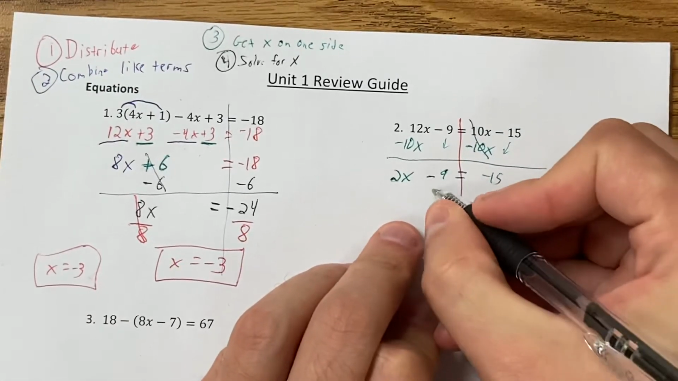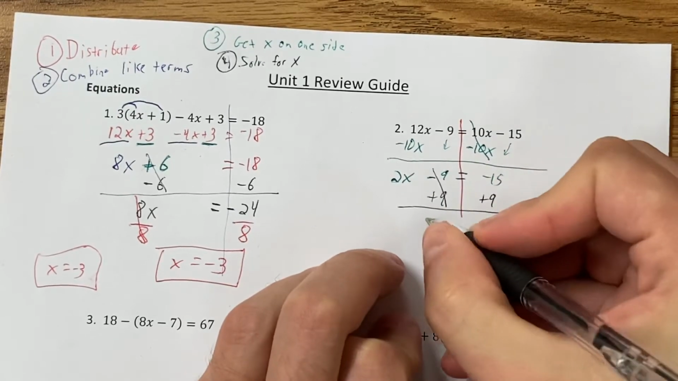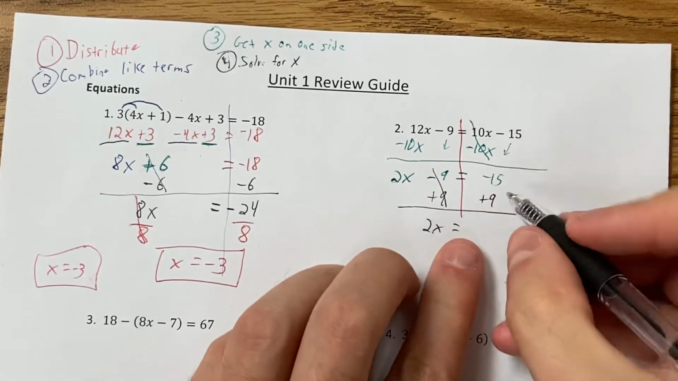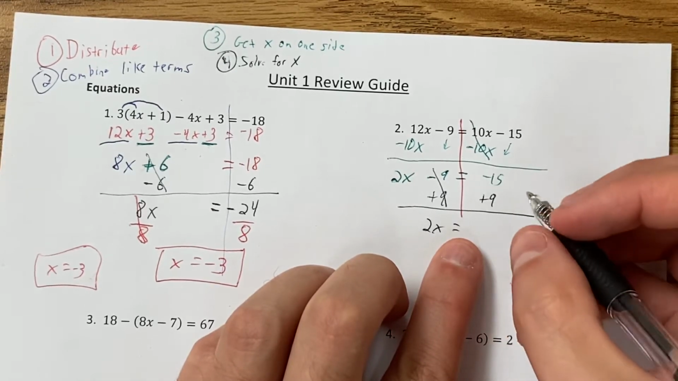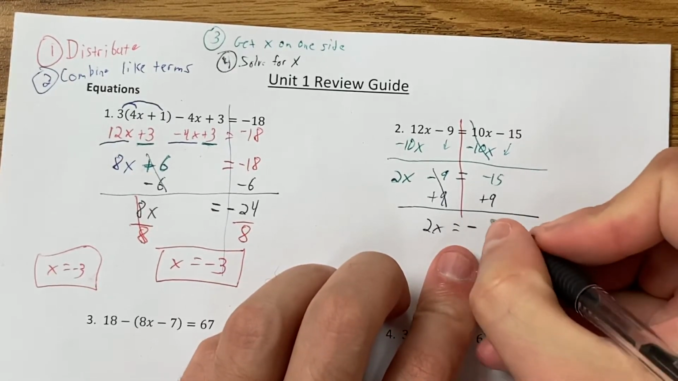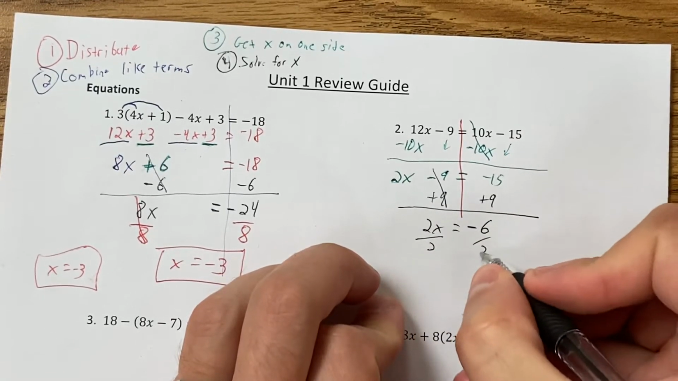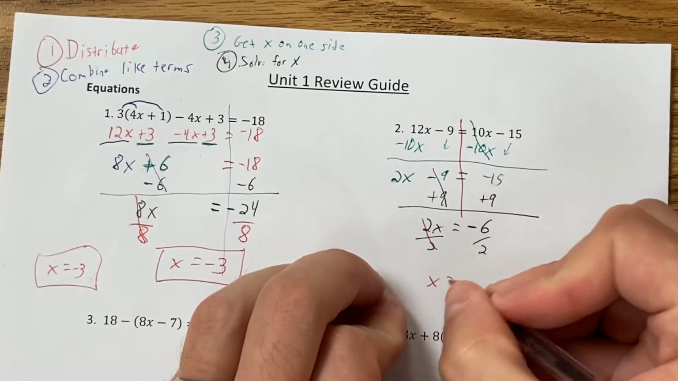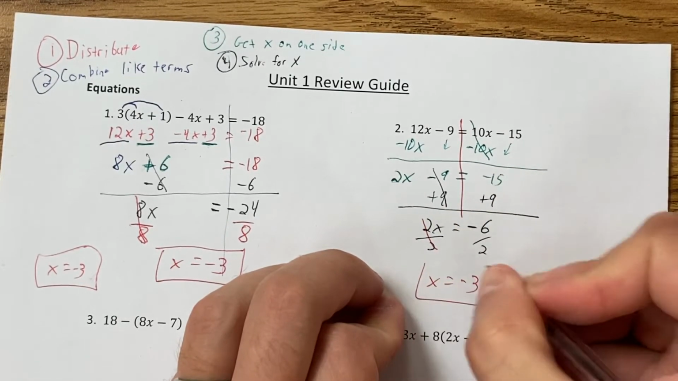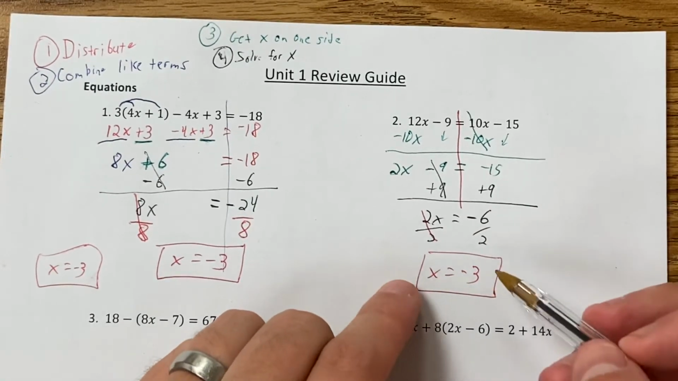So since this is a negative 9, we're going to add 9 to both sides. Goes away, and you get 2x. Negative 15 plus 9 is going to be, I think, negative 6. And then if you divide both sides by 2, that'll go away. You get x equals negative 3 again. Woohoo! There you go.